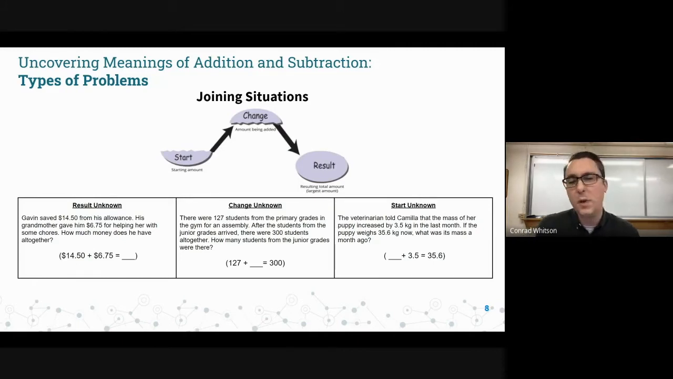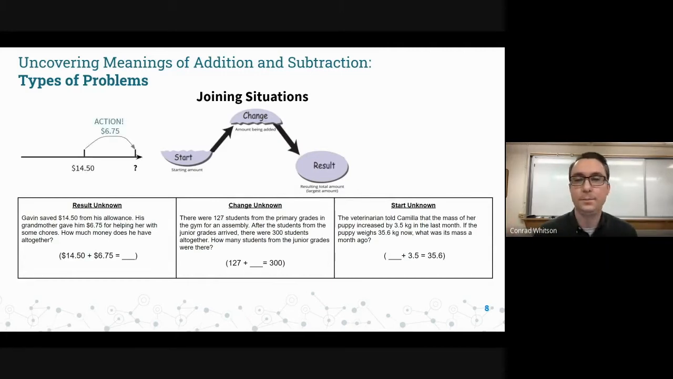This first type of situation is the joining situations. And these are definitely the most common. Students should have had plenty of experience unpacking these by the time they get to the junior grades. These are situations where you start with an amount, you make a change by adding more, and then your result is a final larger amount. Again, the most basic and the one that students have seen the most often is the equation that ends with the blank after the equal sign.